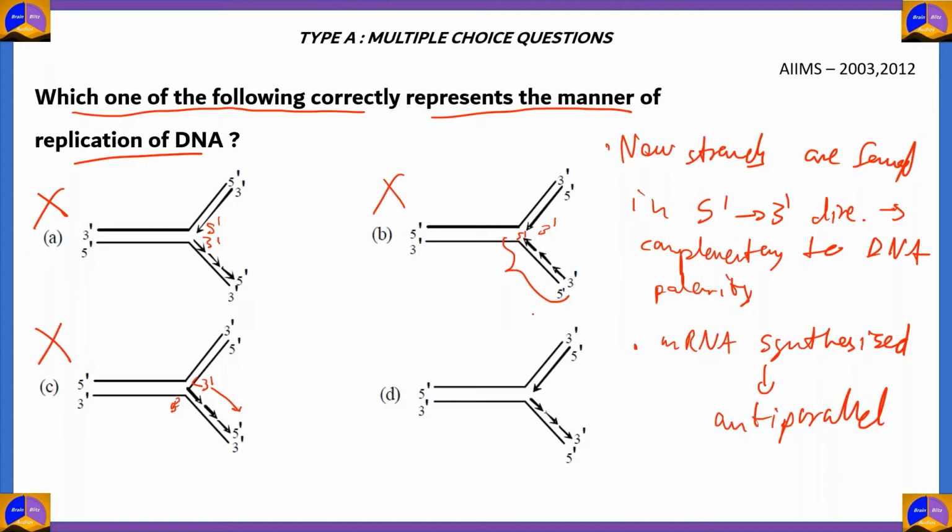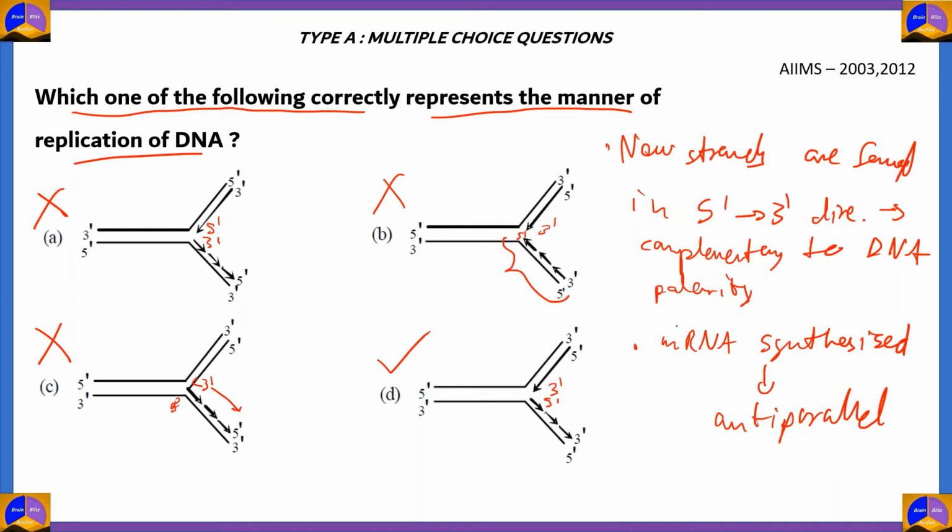The right answer is option D. Now in option D, you see that both the leading strand and the lagging strand begin at 5' and end at 3', and both of them are anti-parallel to each other, and they're also complementary to their respective DNA.